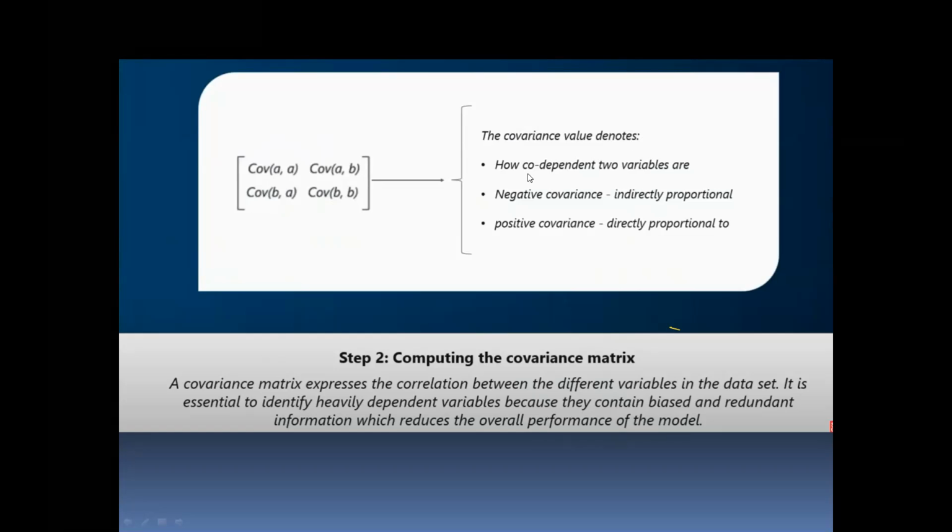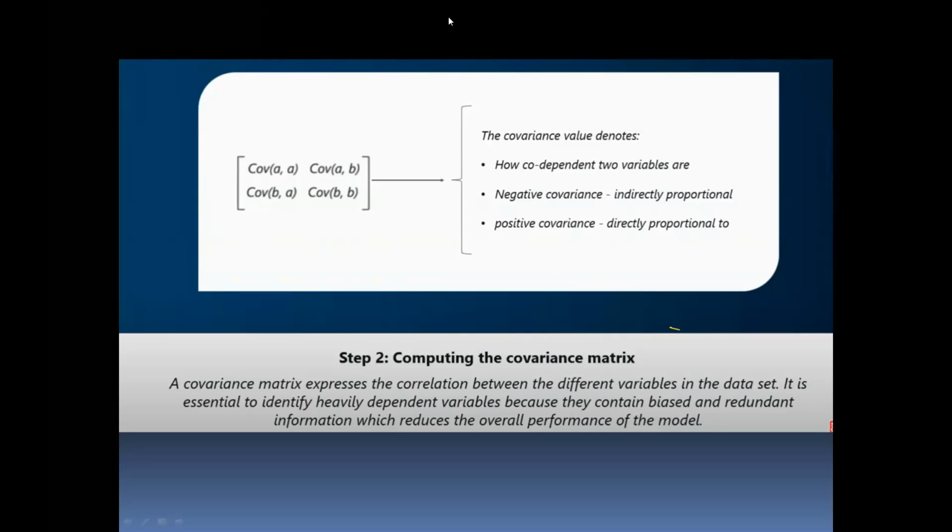So it exhibits how co-dependent the two variables are, and what kind of relationship it illustrates. It illustrates either a negative covariance. So what is a negative covariance? It is indirectly proportional. Both features are indirectly proportional, so it means both vary. And if it is a positive covariance, what happens? It is directly proportional, so you have to suppress either one of the data. That is, we can say it is redundant data, right?